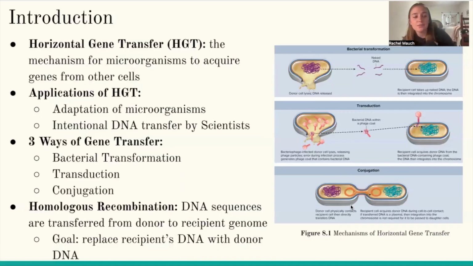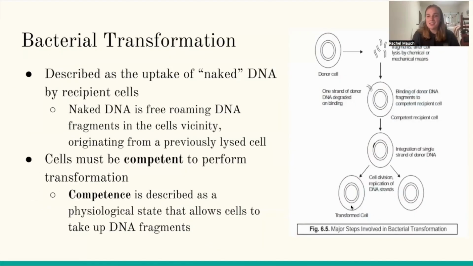And lastly, homologous recombination is the process where the DNA of the donor is very similar in nucleotide sequence to the recipient cell genome, and this is to entirely replace the DNA of the recipient with the donor's DNA. Bacterial transformation is defined as the uptake of naked DNA by recipient cells. Naked DNA is free roaming in the cell's surroundings, which originates from previously lysed bacterial cells. Another source of naked DNA stems from a certain species of bacterial cells which release small fragments of DNA as a means of facilitating transformation.